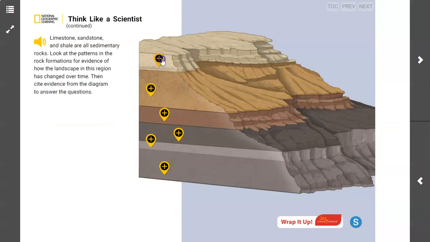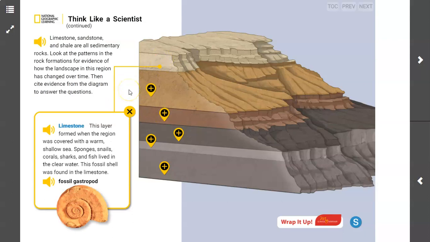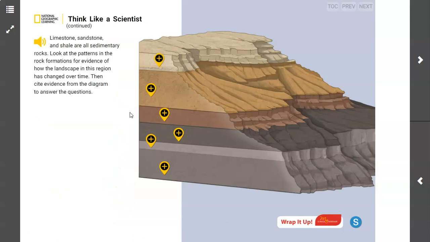And our last layer that we'll talk about is way at the top, so this would be the newest layer, and that's called limestone. This layer formed when the region was covered with a warm, shallow sea. Sponges, snails, corals, sharks, and fish lived in the clear water. The fossil shell was found in the limestone, and this is a fossil of a gastropod. Okay? So really interesting information.